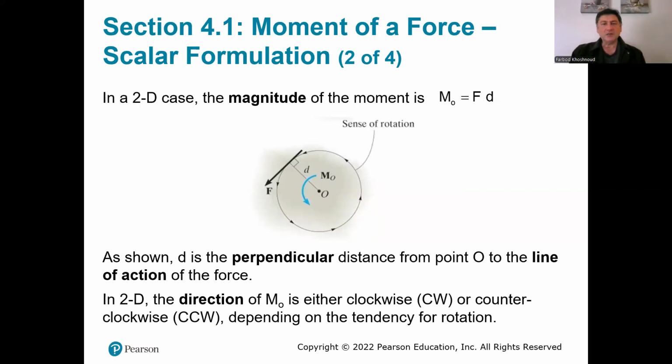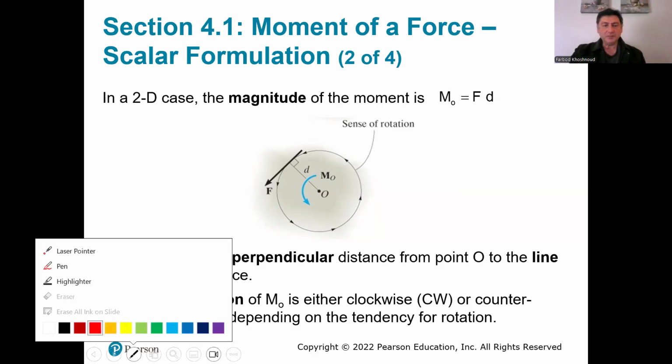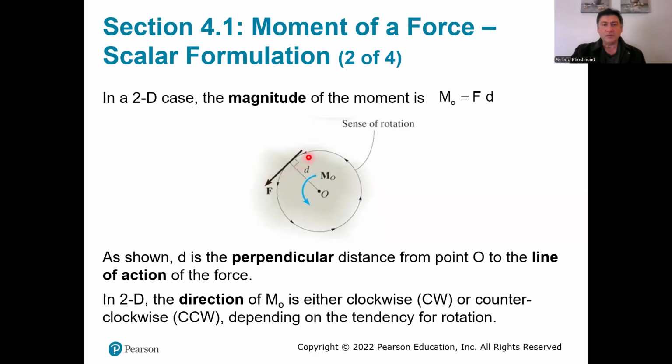So we can start with calculating the moment in a two-dimensional problem. In this problem, the force is applied with a distance d from the center of rotation. So the moment is calculated as moment equal to force times distance. The direction can be clockwise or counterclockwise depending on the tendency of the rotation.